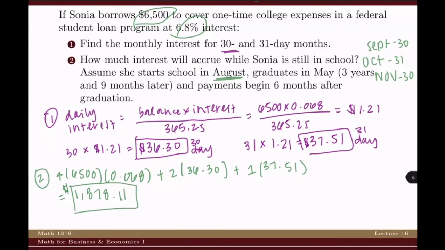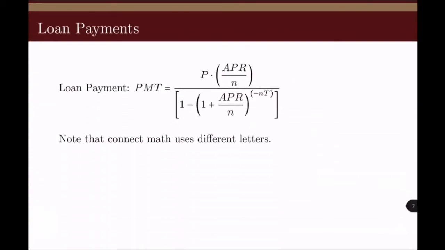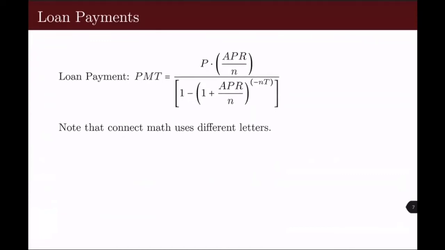All right, let's move on. So now we're going to move on to loan payments, and I really like this formula. I think it's nicer to look at, where PMT stands for payment, P is your principal, and APR is your annual percentage rate.